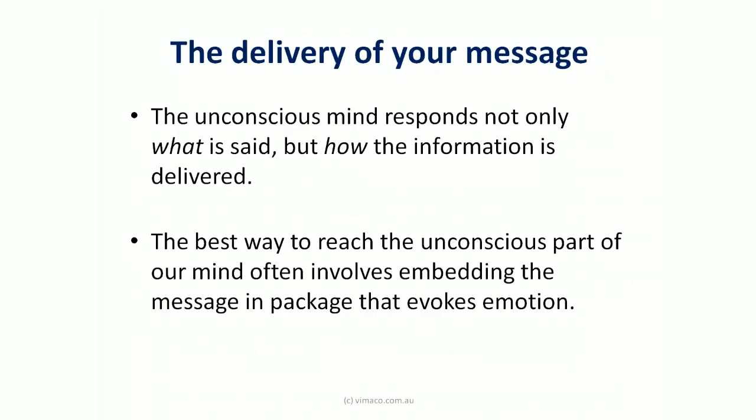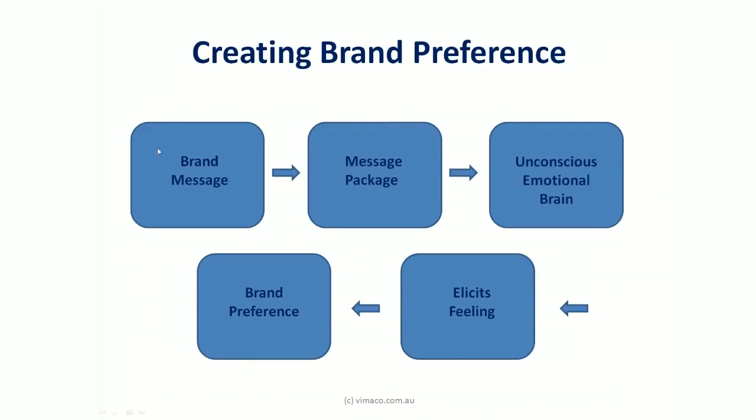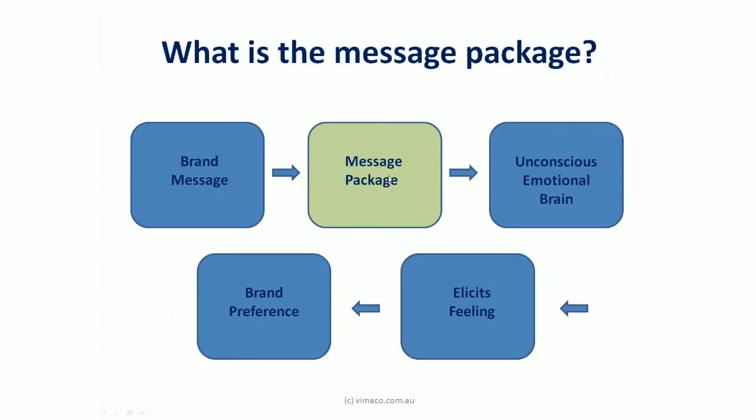So how do we do that? Well, obviously here is our brand message. We put it in some sort of a package that will reach that emotional part of the brain. It's the unconscious part of the brain. And when we reach this part of the brain, it will elicit feelings. And hopefully it's feelings that are positive to our brand, which will make our brand their preference, their choice. So the question is, what sort of package do we need to reach the unconscious emotional part of the brain?